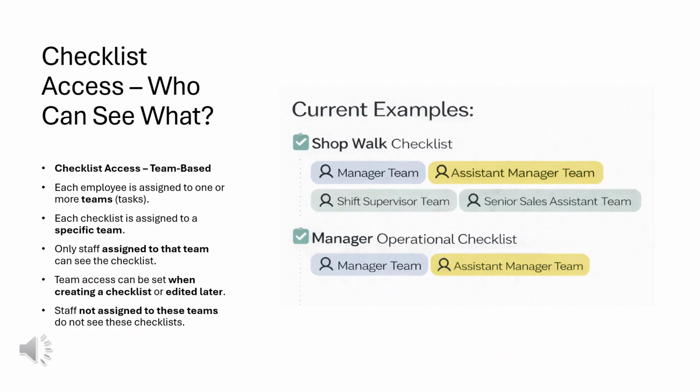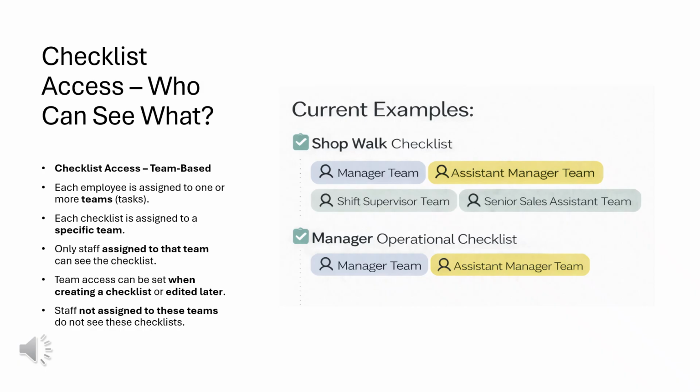On the previous slide, we explained what teams are and how they work. With that in mind, we can now move on to the next step and explain who can see checklists and how checklist access works. Checklist access in Workforce is team-based. This means that checklists are assigned to teams, not to individual people. As a result, only staff who are assigned to the relevant team can see and complete a checklist. Let's look at an example.